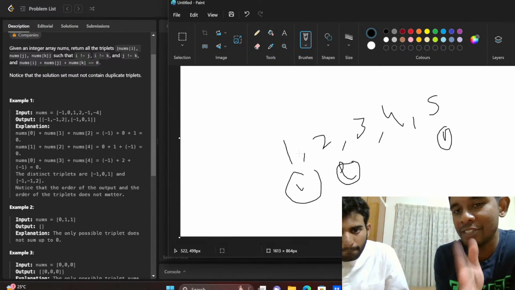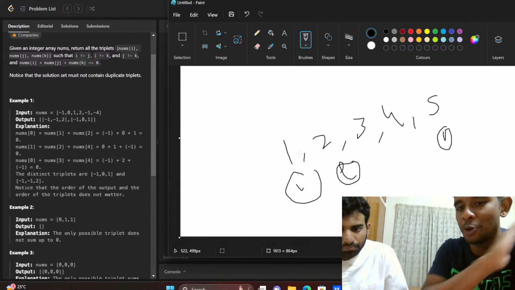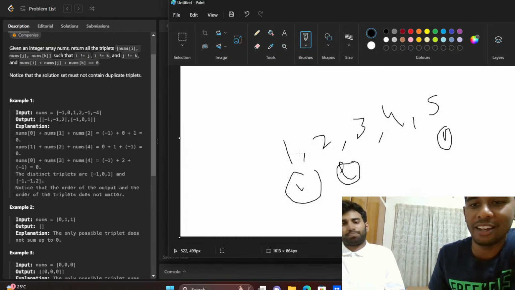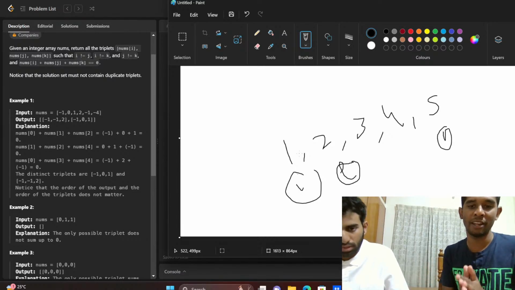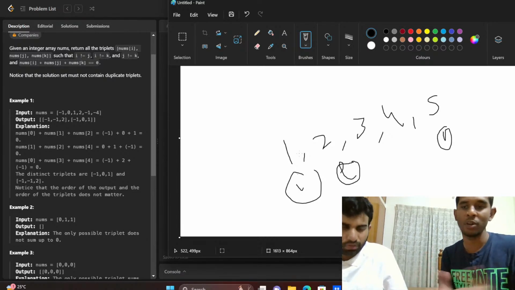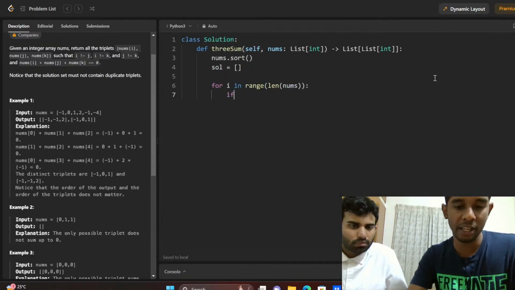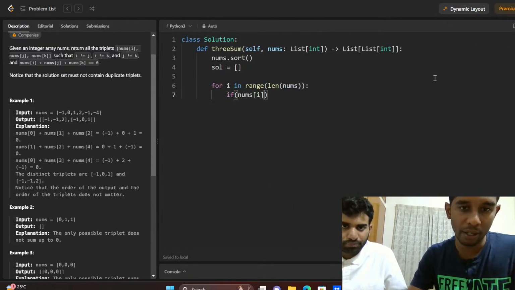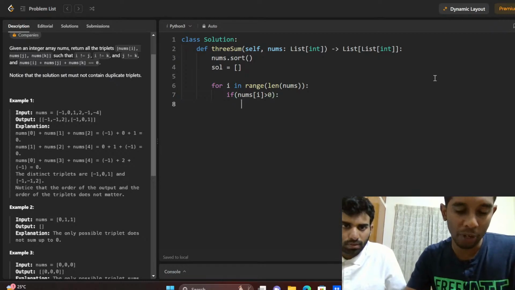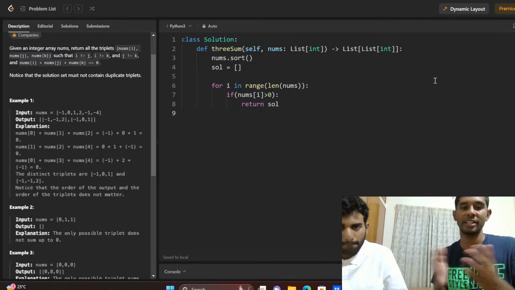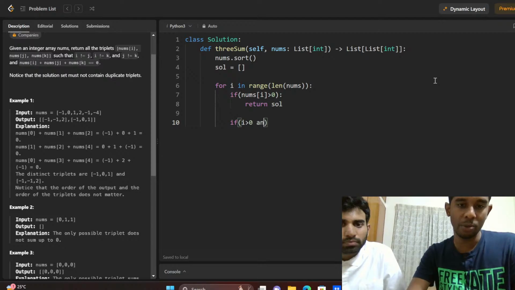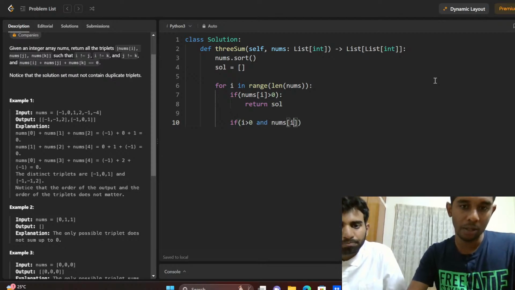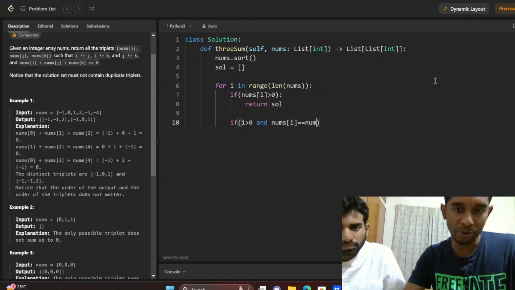So if I is already fixed at a positive number, there is absolutely no way I can create a sum equal to 0, because the other two elements to the right of it are obviously greater than the result that I'm seeking, so greater than 0. So at that point, I can just say if nums of i is greater than 0, return the solution, saying that there is no possible solution. Now there's another case, if i is greater than 0 and nums of i is equal to nums of i minus 1, then I just do continue.